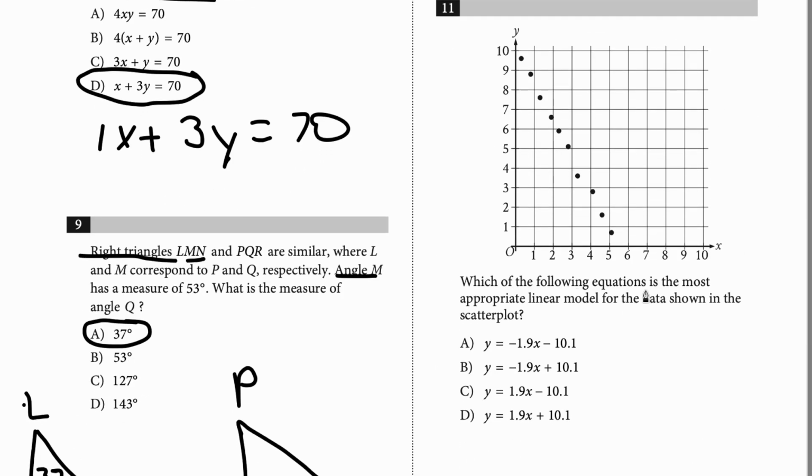Which of the following equations is the most appropriate linear model for the data shown in the scatter plot? We can do the process of elimination for this problem. As we know, it should reach the y-axis at around 10. So we can remove option A and option C because the constant would say it would reach at a negative 10, which is not possible in this equation.